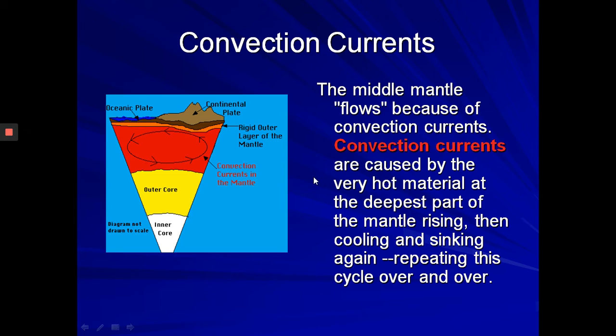And this is caused by the very hot material at the deepest part of the mantle rising, then cooling and sinking again and repeating this cycle over and over. So as they go to the center, get closer to the outer core, it becomes hotter and hotter. And as it goes out toward the crust, it becomes cooler. And because there's a temperature difference, they are going to keep moving, right? And then that creates convection current.